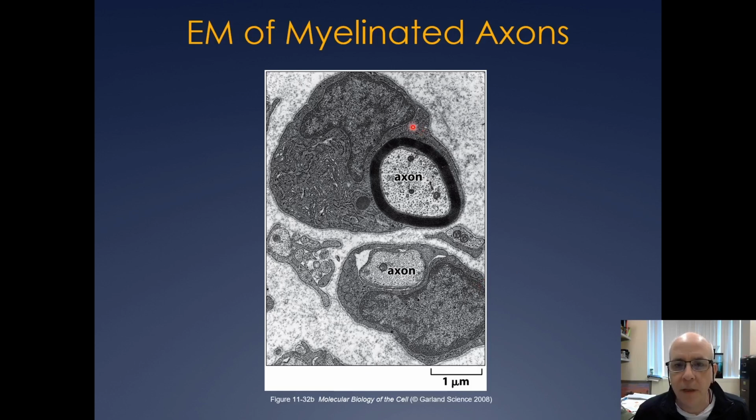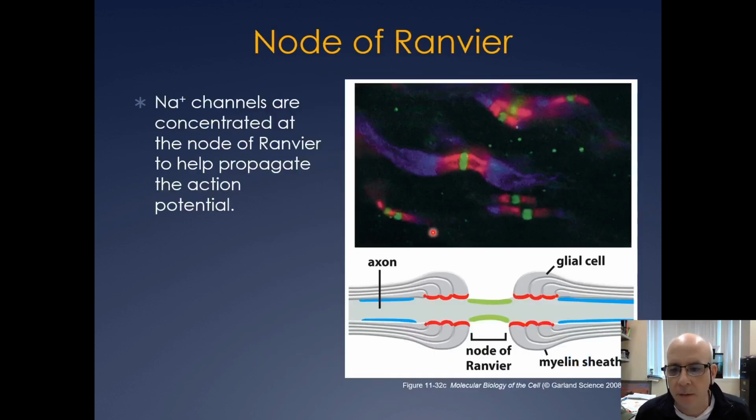Here's a great EM of a myelinated axon. Here's your axon, and here's the myelin that's going around it, and the glial cell that's there as well. So this is just simple wire insulation, if you want to break it down into its simplest concept. Here's a nice immunofluorescence of the nodes of Ranvier. Here they are, and here are the glial cells with the myelin sheath on it, to serve as the insulation. And so the sodium channels are actually concentrated here in the nodes of Ranvier, and they cause the propagation down the axon.